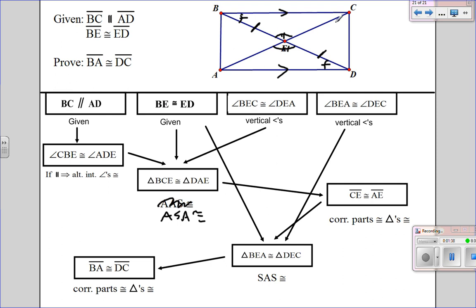So if triangle BCE is congruent to triangle DAE, you know that by corresponding parts that segment CE is congruent to segment AE. And you also know that vertical angles here are going to be congruent. So using the vertical angles, the original BE is congruent to ED, and the corresponding parts, you can prove that triangle BEA is congruent to triangle DEC by side angle side congruence. And if those two triangles are congruent, then BA is congruent to DC by corresponding parts.